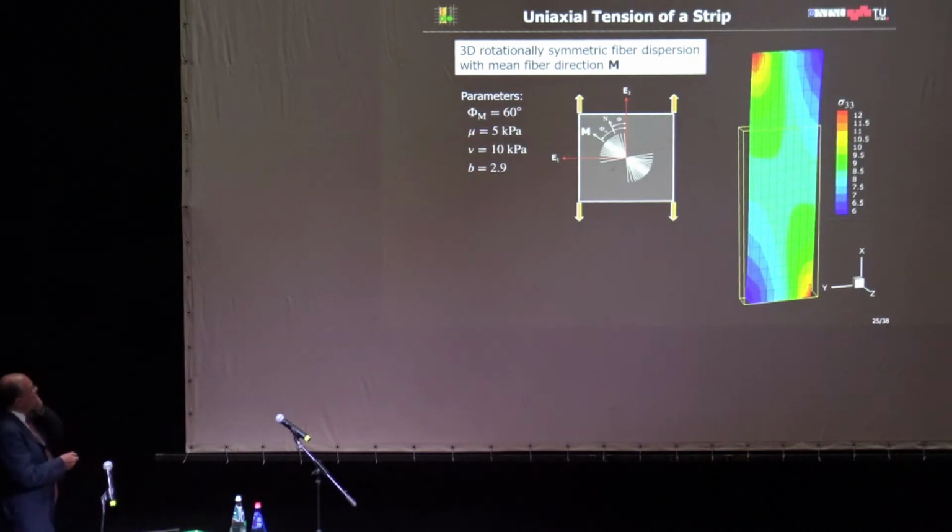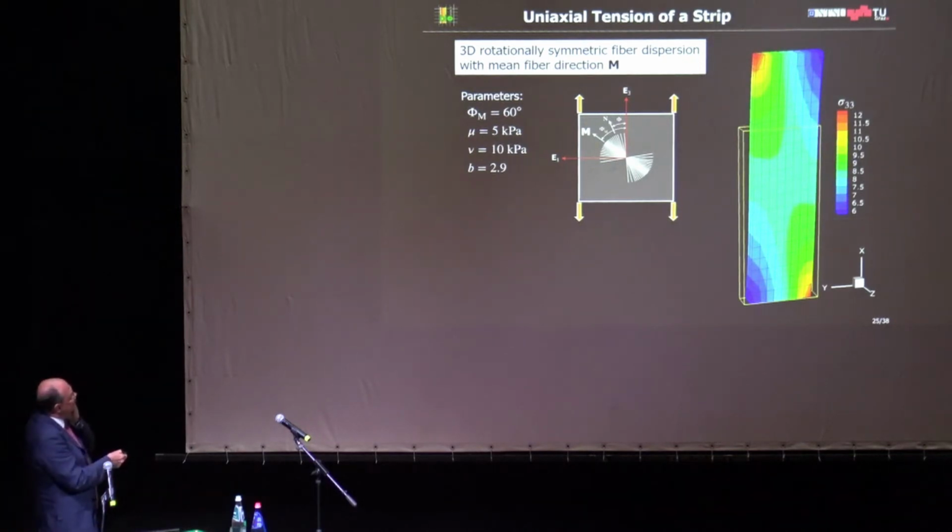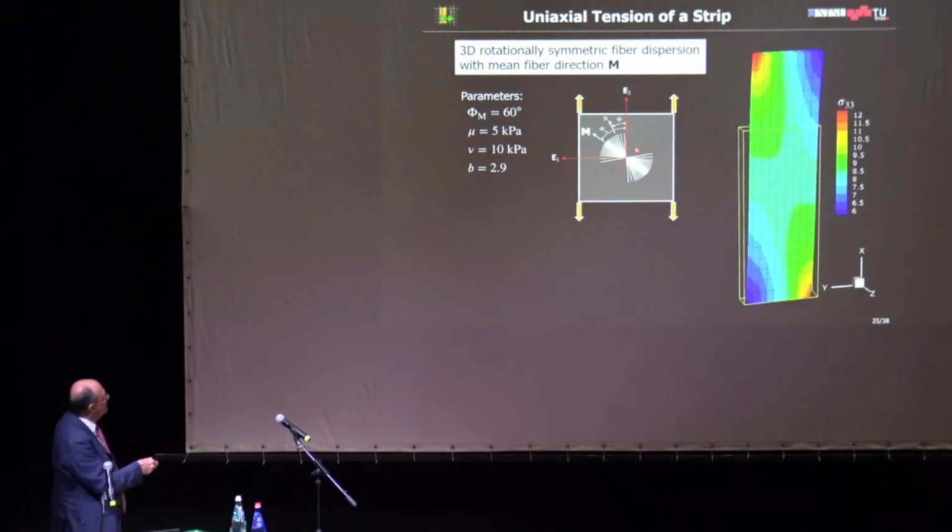This is a uniaxial tension experiment of a strip. This is a block, and we have a fiber dispersion embedded here. What you see here, m, is the mean fiber direction. Here, m is 60 degrees, and this is a dispersion. We have used some dispersion here, and then we stretch it up.